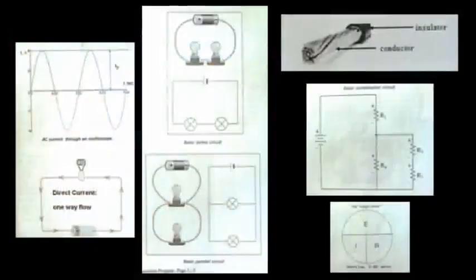Current is the movement of electrons in a conductor. Voltage is the force behind the electrons. It moves them along a conductor, resulting in current. Ohm's law can be stated in three ways: E equals I times R, I equals E divided by R, and R equals E divided by I. There are two types of current, AC current or alternating current, and DC current or direct current.